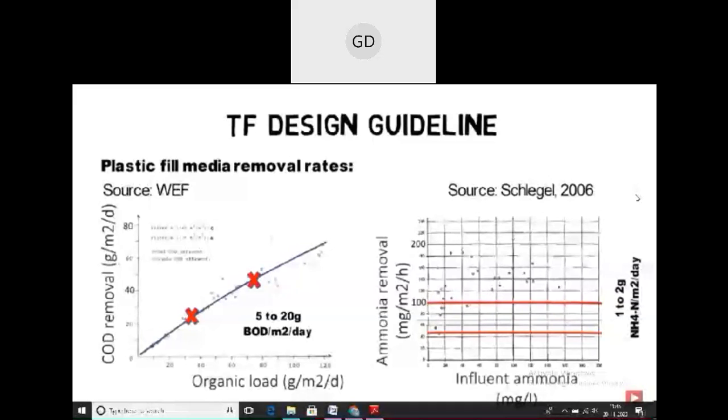Plastic film media is available in different types with various specific surface areas. The higher the surface area, the more microorganisms are available and the better is the performance of the trickling filter, but at the same time the higher is the risk of clogging.